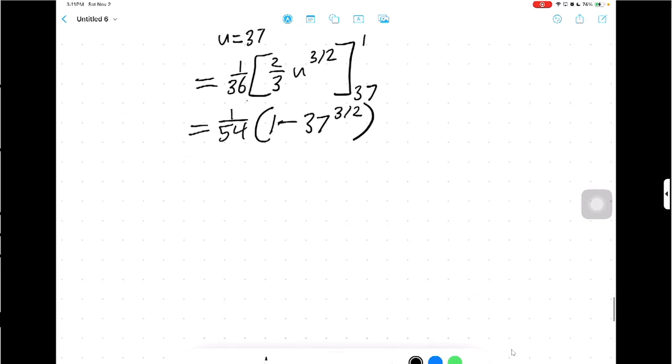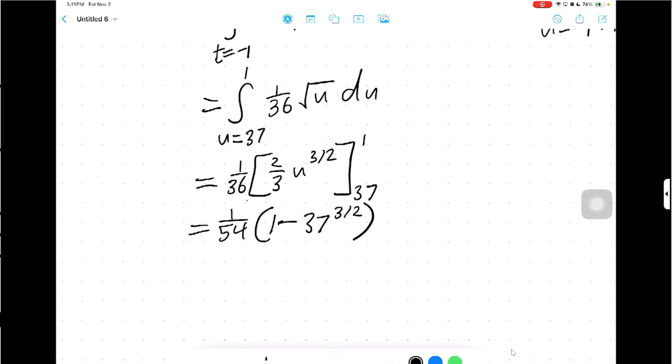He's not expecting us to go further than that, right? I don't think so. It just says find the arc length. Okay.